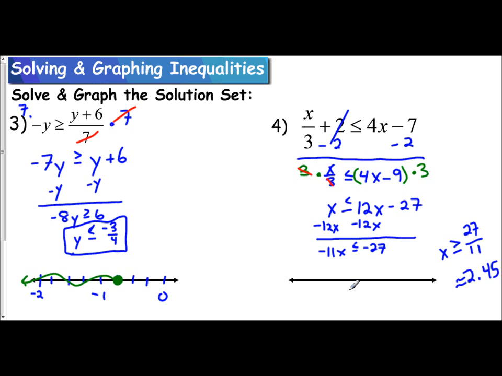So let's start. I'll do a 0 here. I'll do, let's say, 4 here. So in the middle is 2. Split the middle, there's 1. Split the middle, there's 3. And so if I'm doing greater than or equal to 2.45, it's a little under halfway between 2 and 3, and the arrow is going to the right. So that represents one method of solving this inequality.